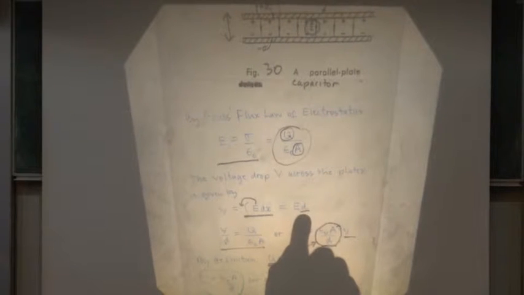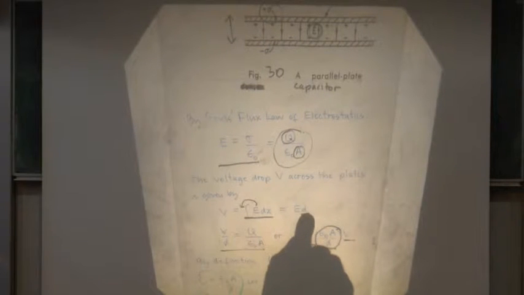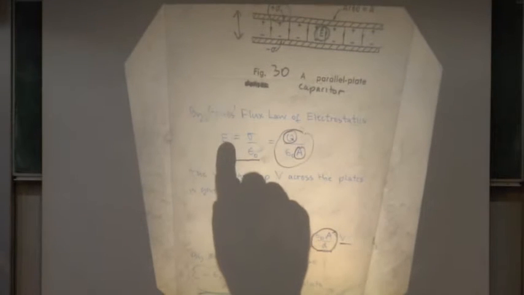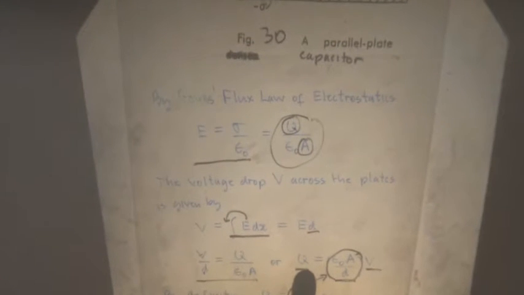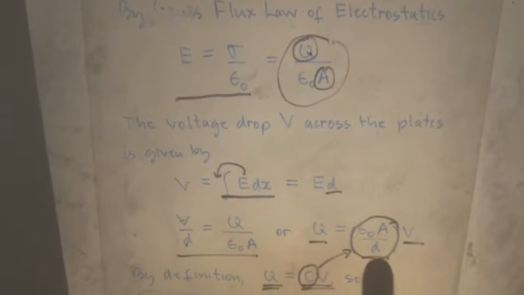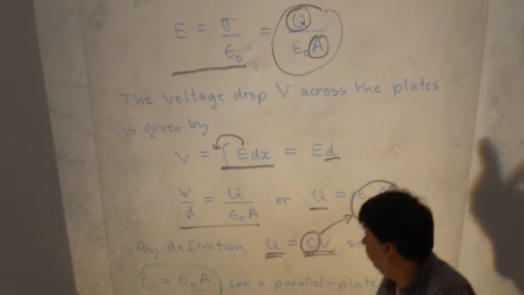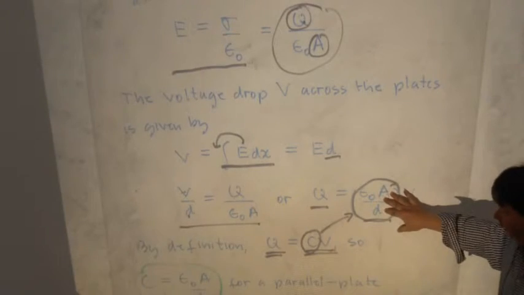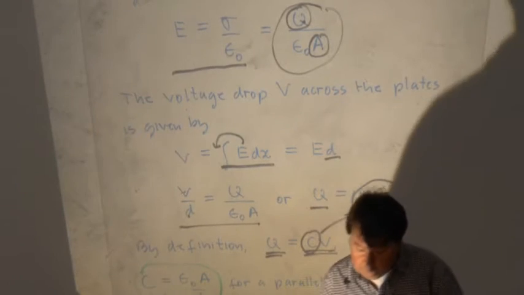We've already been using this relationship that the voltage drop is the integral of the electric field, which is Ed. We've already used it in the form E is equal to V over d. So with this expression, you've got V over d on this side, which is Q over epsilon naught A, and a simple algebraic rearrangement gives you the charge as equal to epsilon naught A over d times V. But by definition, that's how we define capacitance, that Q is equal to CV. So clearly, for a parallel plate capacitor, we have this expression for C, which is epsilon naught A over d.